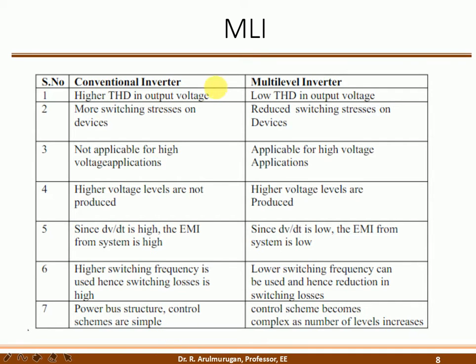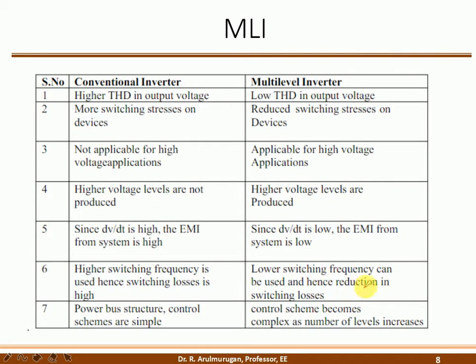Coming to that, a conventional inverter has high harmonics and high switching losses, while the multi-level inverter has low harmonics and very low switching losses. Conventional is applicable for low power applications, but multi-level is applicable for high power applications. A higher voltage level is also possible with multi-level, but not with conventional. And dV/dt stress, the switching stress, is very low in a multi-level inverter, but high in a conventional one. Both lower and higher switching frequency can be used.